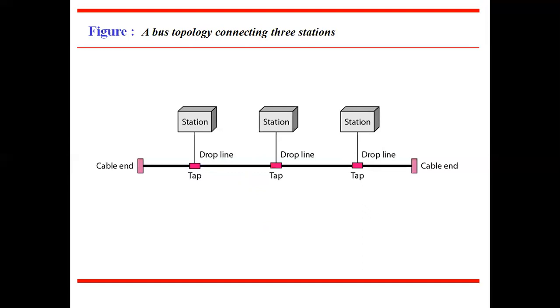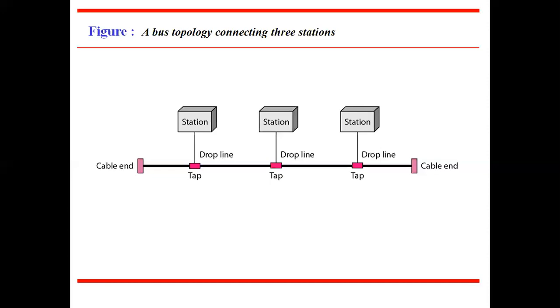The advantages of the bus topology are: first, it requires less cabling than mesh or star topology. Second, installation is easy. The disadvantages of this bus topology are: one, it is difficult to isolate faults. Second, it is not robust. Third, it is somewhat difficult to add new devices.